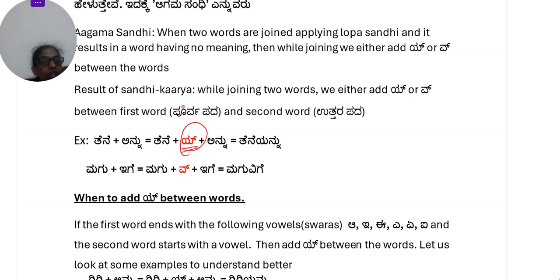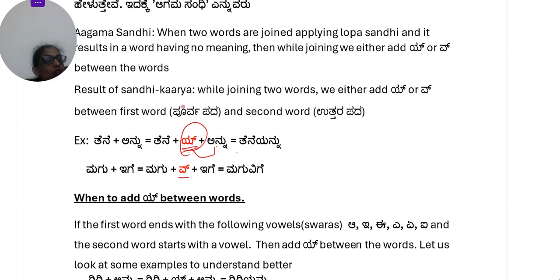This is a root consonant. So the u will get added with a, and then it will become ya, and it will become teneyannu. Similarly, magu and ige. Again here we will add va in between. Magu Vige it will become.